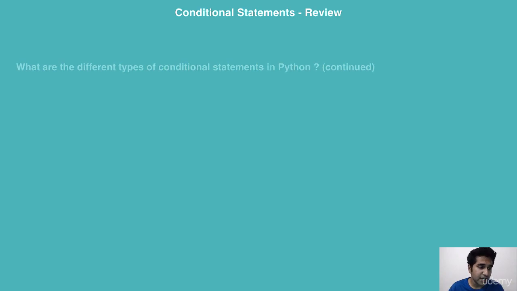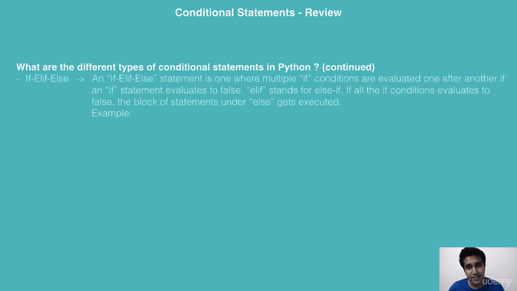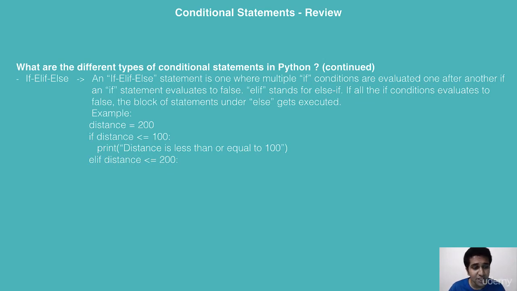The next type we checked was the if elif else. So what is this if elif else? Elif stands for else if, which means if your if condition fails, you're making another if condition check as part of your else statement. Let's take a look at this example. So we assign a value 200 to the variable distance, and first we check if it is less than or equal to 100, which is false, and then, if that if condition is false, we make another if condition check, else if, check the distance is less than or equal to 200, which is true, and our output of the program will be distance is less than or equal to 200.